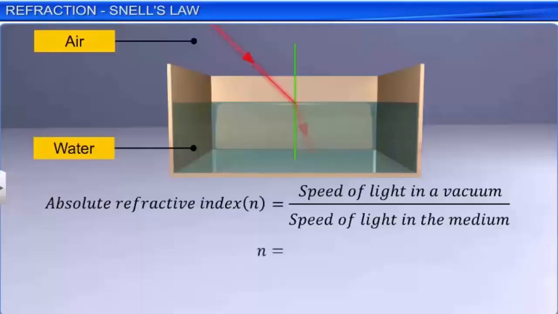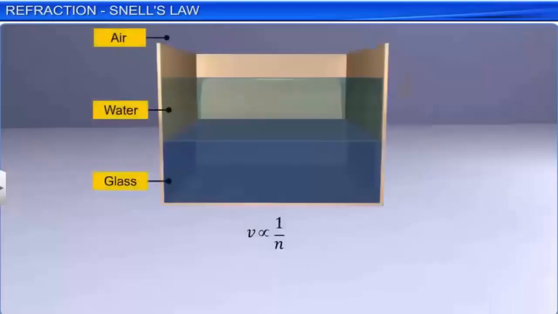For example, the refractive index of water nw is 1.33 and that of the glass ng is 1.52. Since refractive index of glass is more than that of water, the speed of light in glass is less than the speed of light in water. If the refractive index of a medium is greater than that of another medium, then the first medium is said to be optically denser than the second medium. For example, glass is optically denser than water.